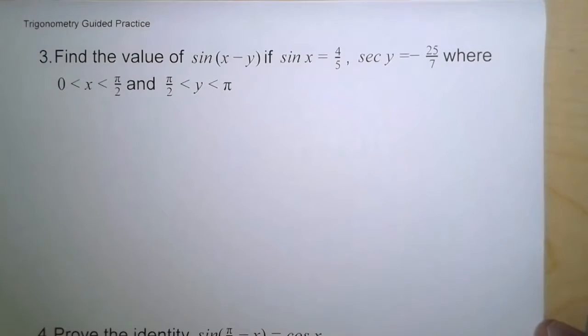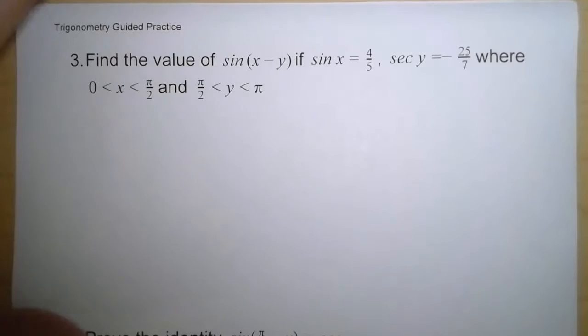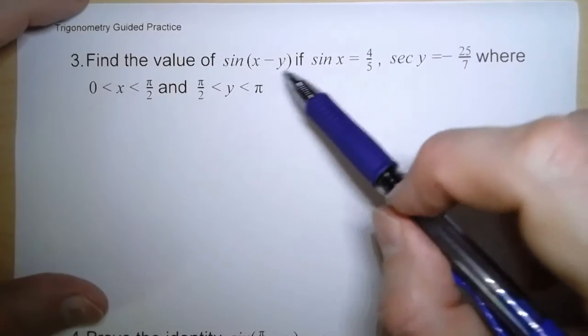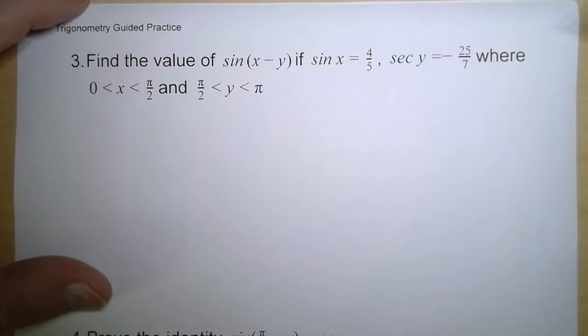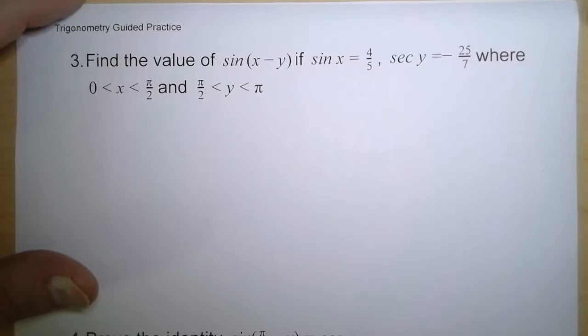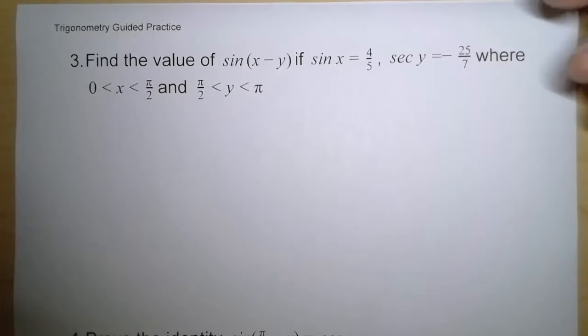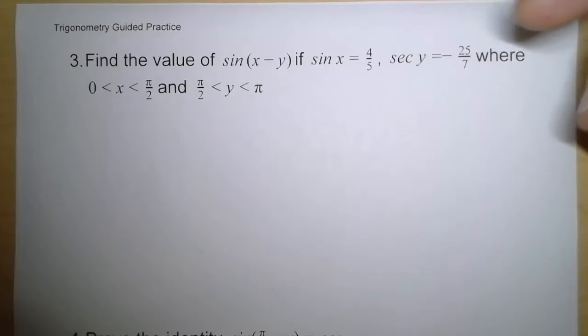Now on the second page, we have a problem that's a little different than what we had on the first page. We want to find the value of sine of x minus y. They tell us that sine of x is 4/5 and secant of y is negative 25 over 7. So what we do is, we don't know what angle x is, we don't know what angle y is, but we do have enough information to draw a picture.